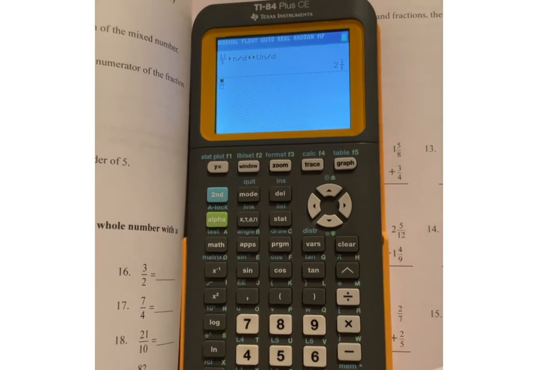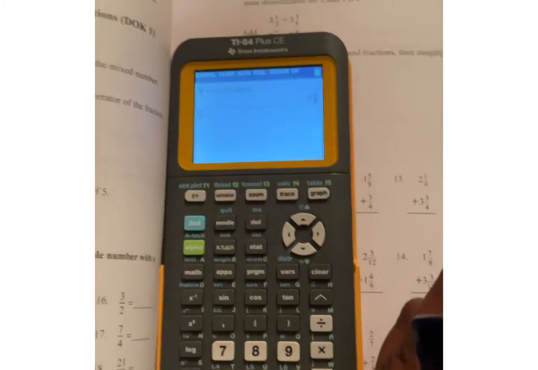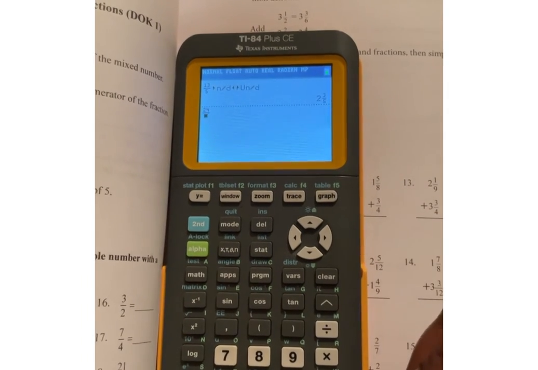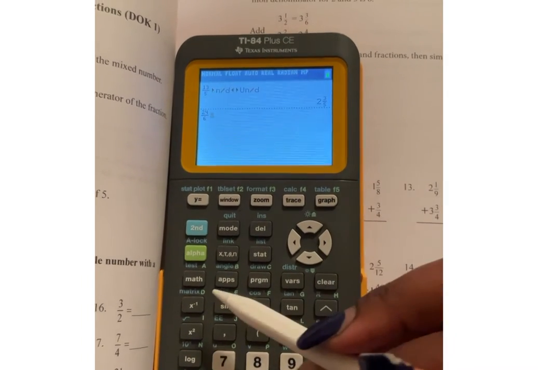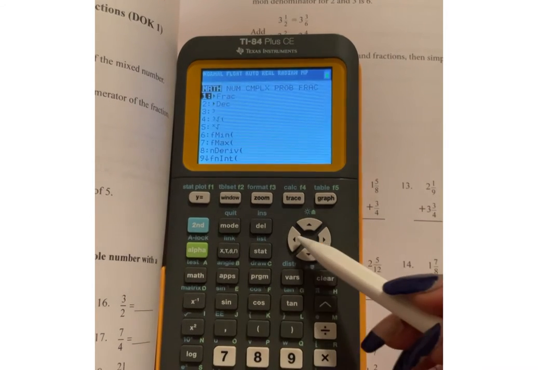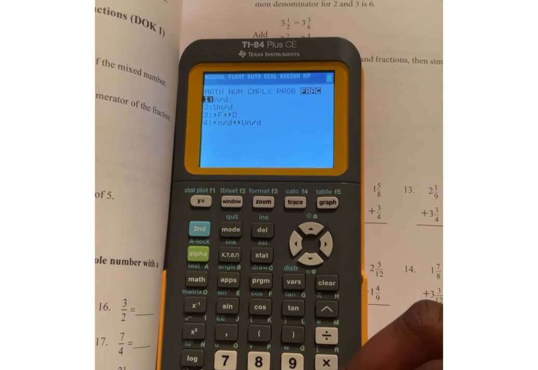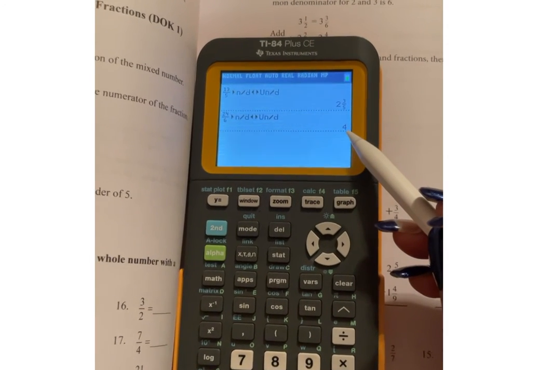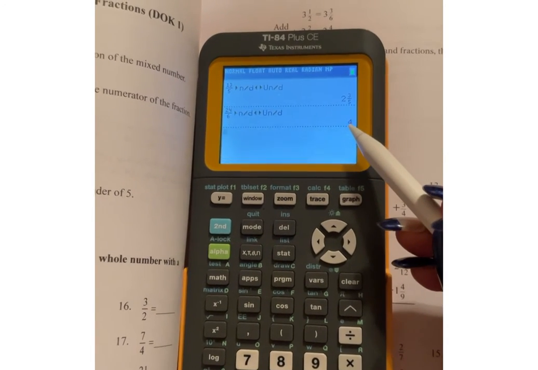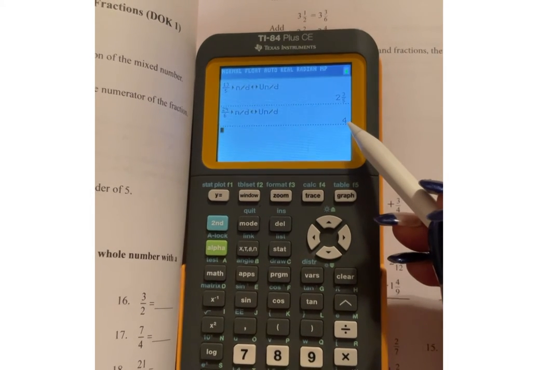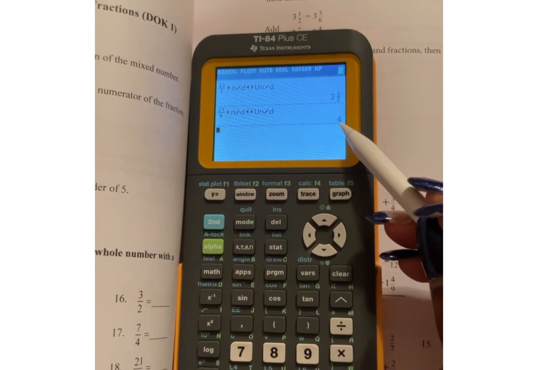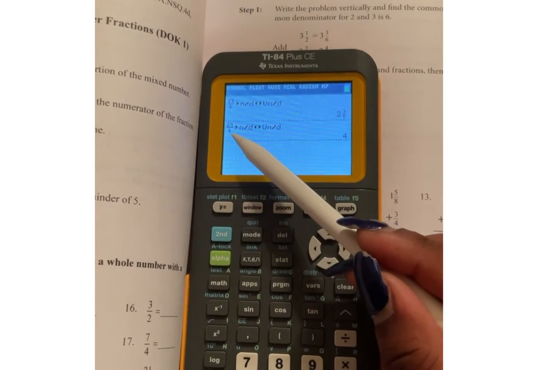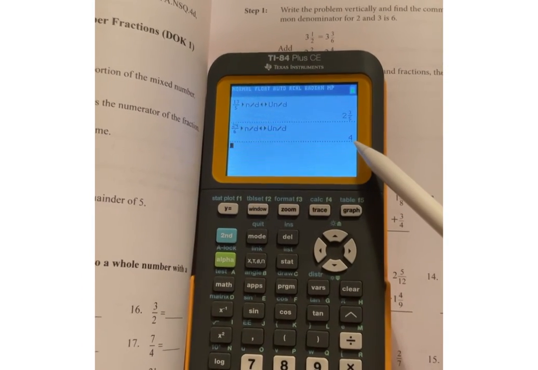Alright, remember I'm skipping the even numbers because those are for you. You type in 24 at the top and 6 at the bottom. Arrow over, math, arrow backwards, press number 4, enter, and we get the answer 4. Now this is actually a whole number, so some of these answers may not necessarily be a mixed number. This is because 24 divided by 6 is 4, so that's just a whole number.